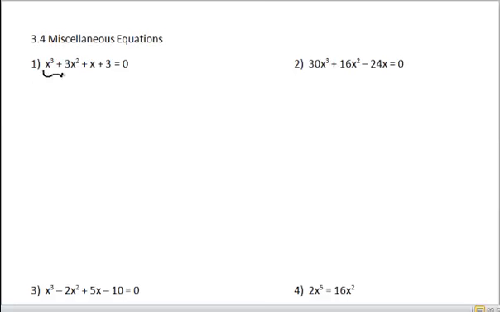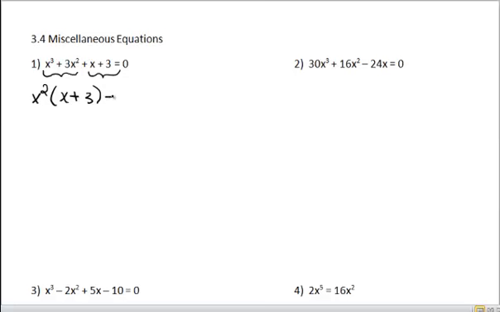Well, we could try to factor it. Remember, when you have 4 terms, it's better if you try to factor by grouping. Well, how does that work? Look in the first 2 terms and find the greatest common factor. That would be x squared. So factor out an x squared, then you'll be left with x plus 3.